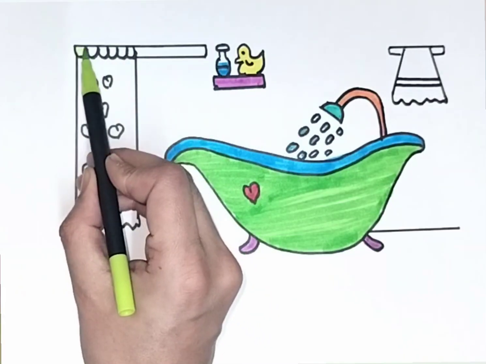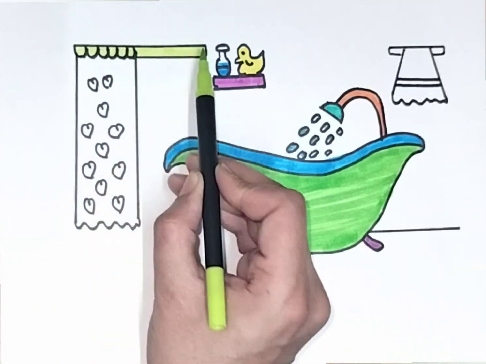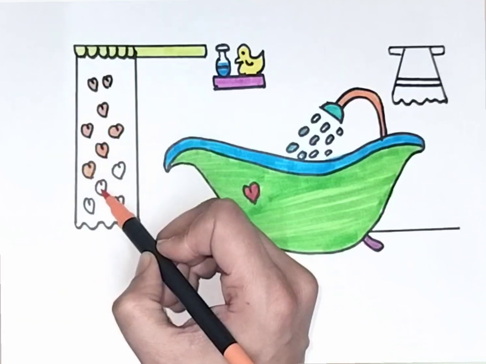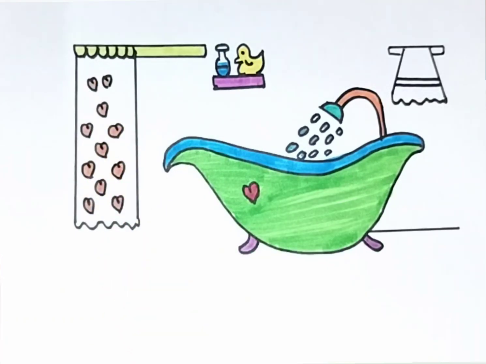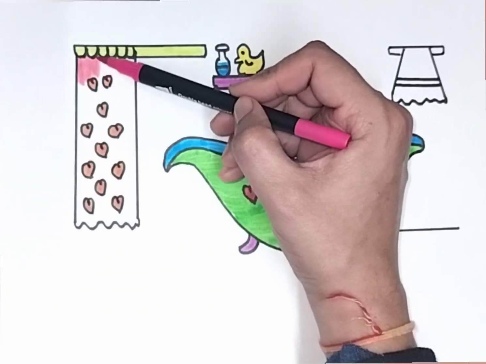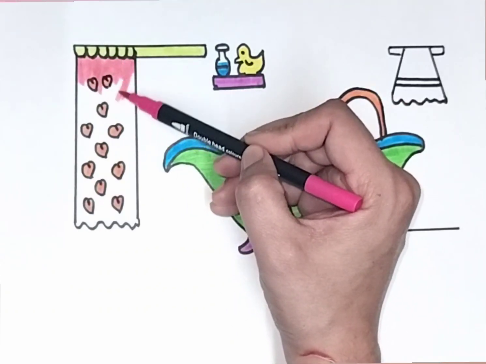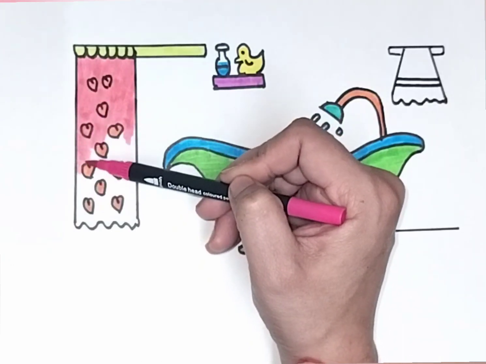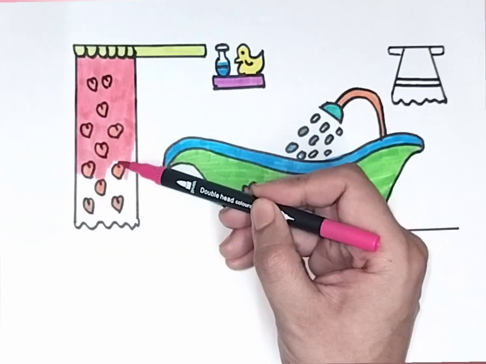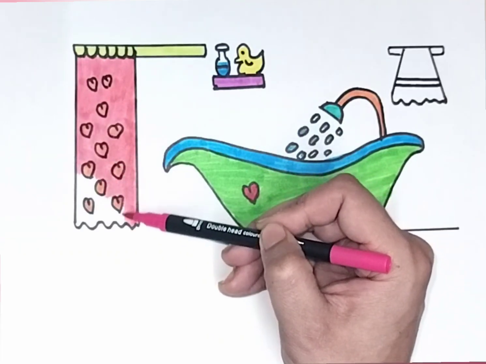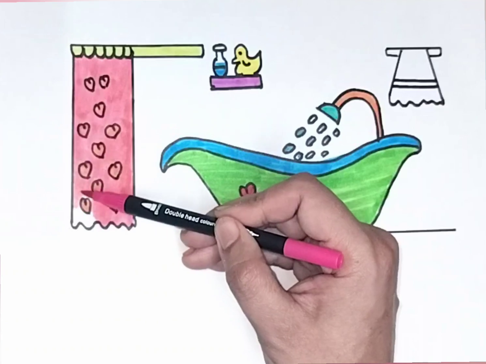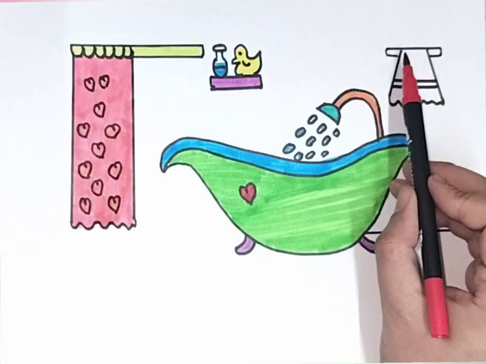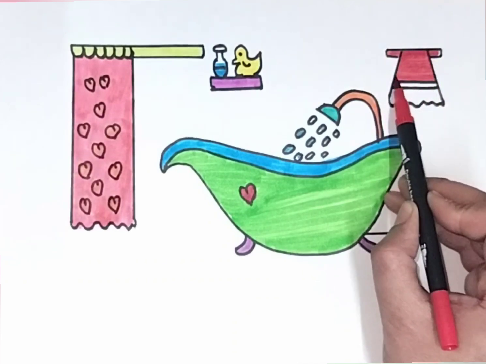Let's color the curtain. Iron rod with light green and curtain with pink and orange hearts. Finally, we'll color the towel with red and yellow. This completes our bathtub scene.